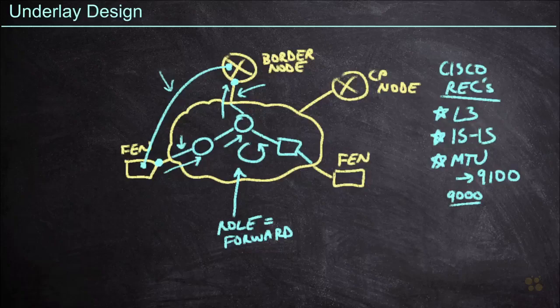Now that said, you'll notice that I used the word recommendations. These are not requirements. And so Cisco does allow a couple of other configuration options. First of all, they will allow for a layer 2 underlay. It sounds counterintuitive, but yes, we can deploy our underlay on layer 2.